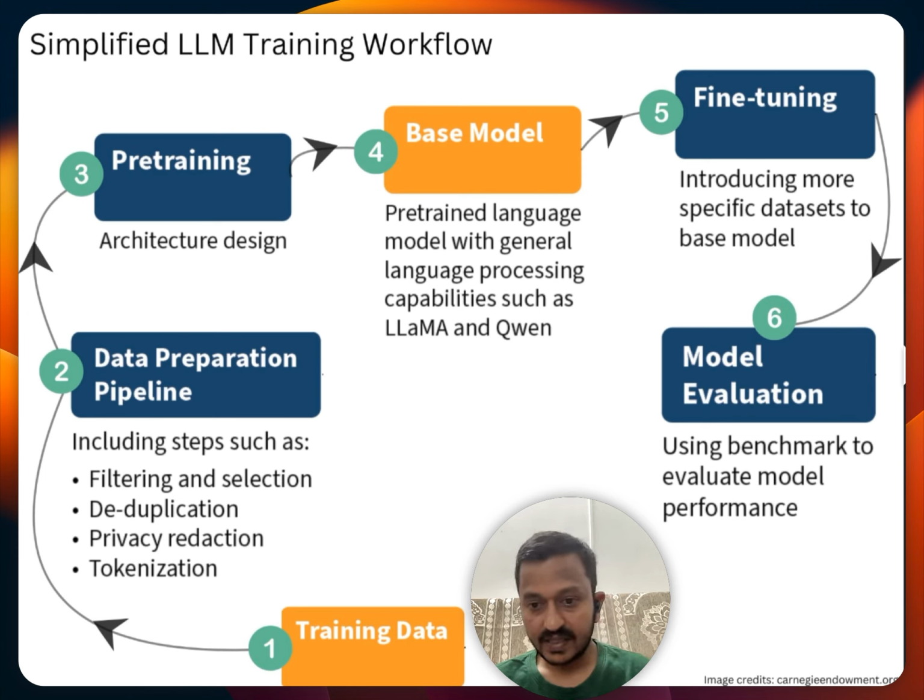And then the fourth stage is the base model phase that creates a pre-trained language model, a base model, right? With general language processing capabilities such as LLaMA and Qwen, where the base model creates human-like text, or it can be used for summarization and all those capabilities, right?